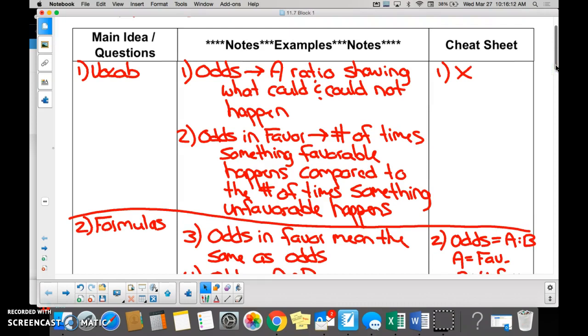The first example is the ratio showing what could and could not happen. It's a very simplistic way. The more official mathematical way is saying number of times something favorable happens. Favorable means what? What you're looking for. And then that would be compared to the number of times something unfavorable happens, which is what you're not looking for.